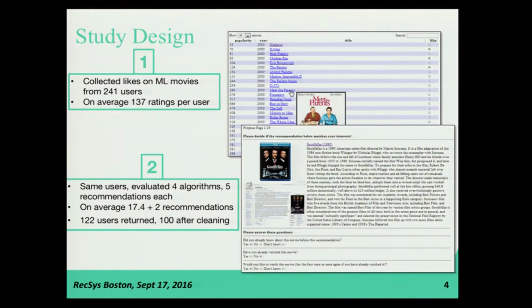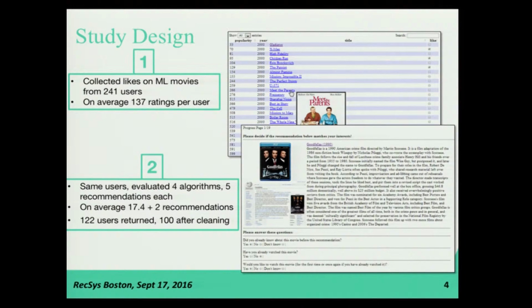And on average, each user had to evaluate 17.4 recommendations, because the same recommendation could be produced by more than one algorithm. And we also attached 2 fake recommendations at the end, which were actually items they liked in the first round, just to validate their responses. This way, 122 users returned to complete the second round, and after cleaning, we kept 100 of them. So how do we then compare offline and online evaluation?